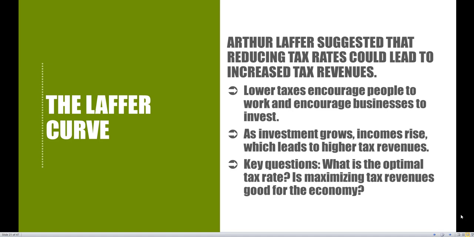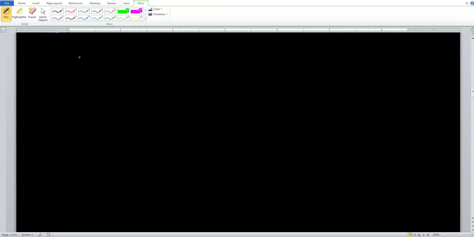So how can changing tax rates lead to some type of economic growth through supply-side fiscal policies? We can take a look at the Laffer curve to illustrate this properly. So let's go ahead and take a look at the Laffer curve itself and see what it's going to tell us intuitively. So what is the Laffer curve?